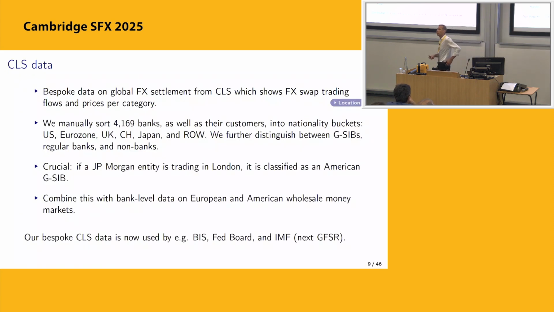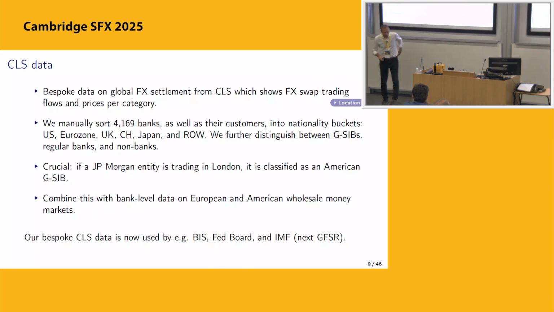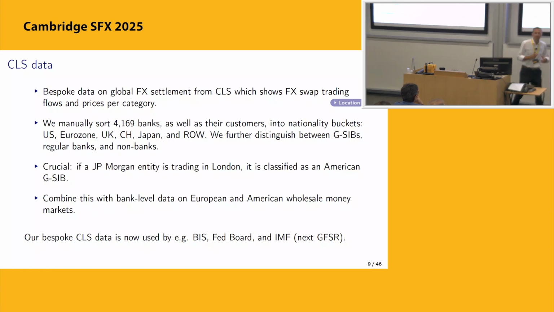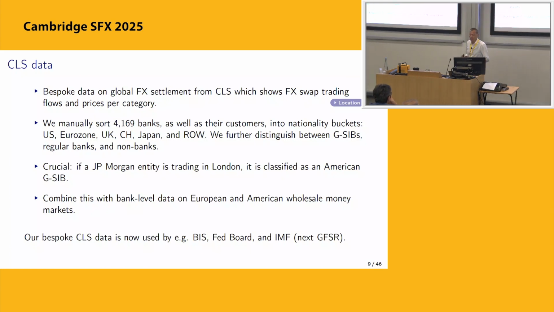To do that, you need some specific unique data, right? And to do that, I collaborated with CLS, which is the largest payment versus payment system in the world. And we created a bespoke data set that includes FX swap trading, the outstanding position, the flows, and the prices. We manually sorted more than 4,000 banks and their customers into nationality buckets.